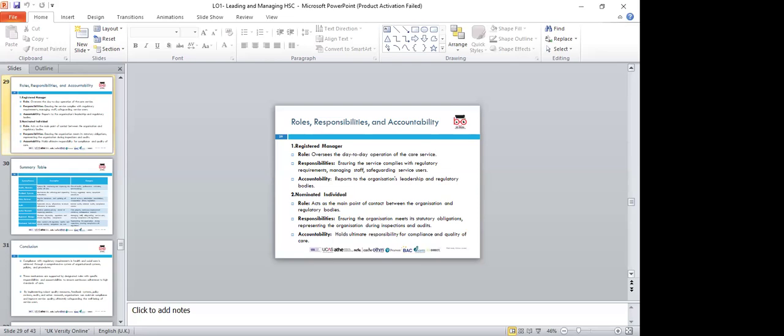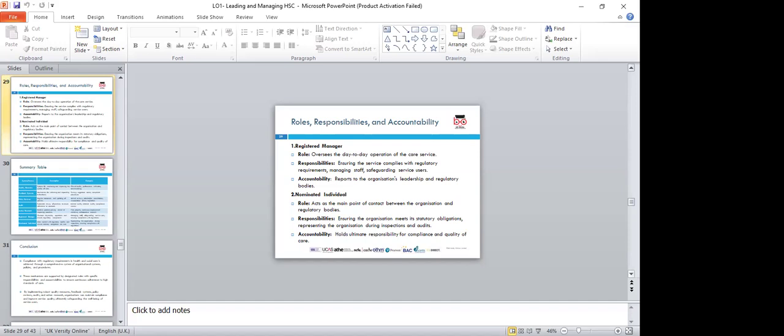The word is nominated or dedicated. You understand the difference? Oh, yes. So more like your deputy. But he is not on record when it comes to CQC inspection. CQC can only hold the registered manager liable for any mishap, but not the nominated. But the nominated is appointed.